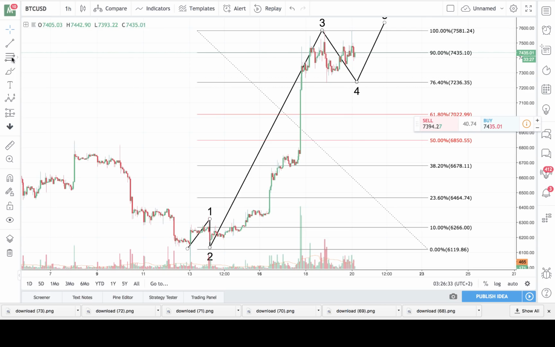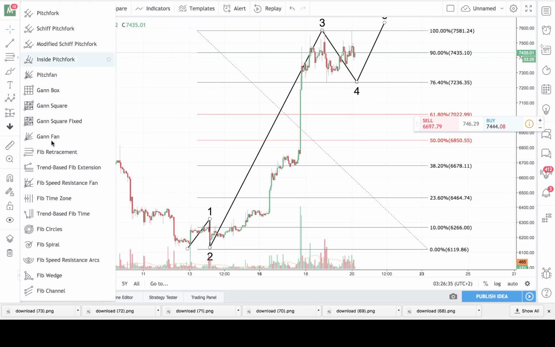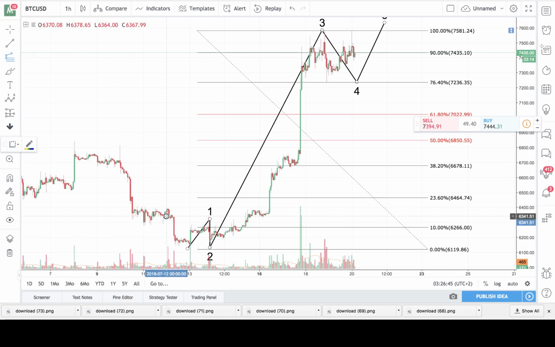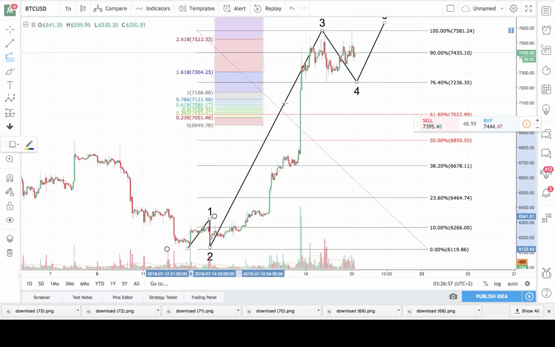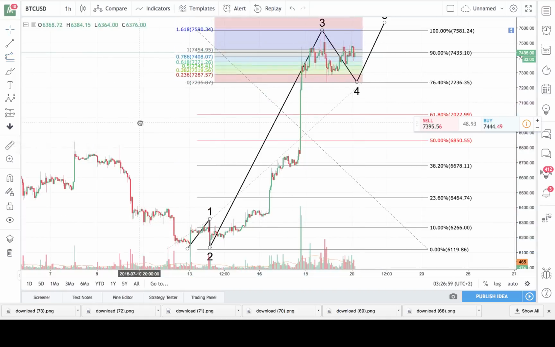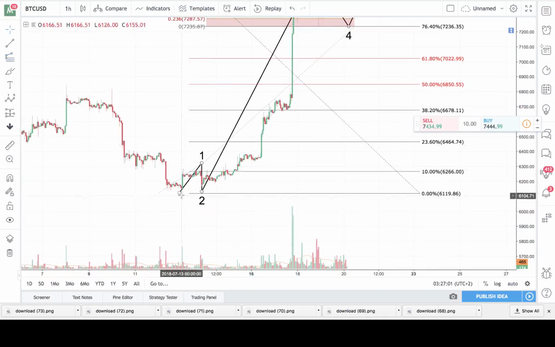So that being said, if we take the measurement of our first wave here and project it from the bottom of the fourth, let's go ahead and do that. So we're going to take the measurement of our first wave and project it from the bottom of our fourth. Oh, that was wrong.